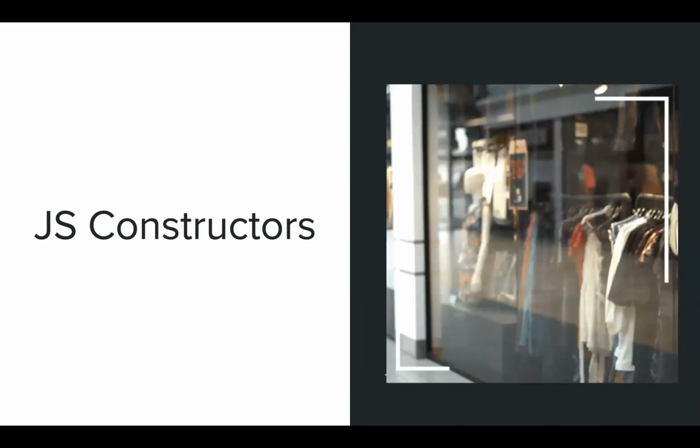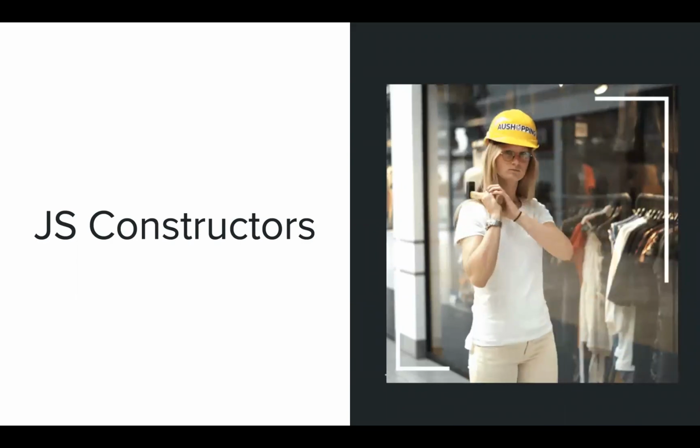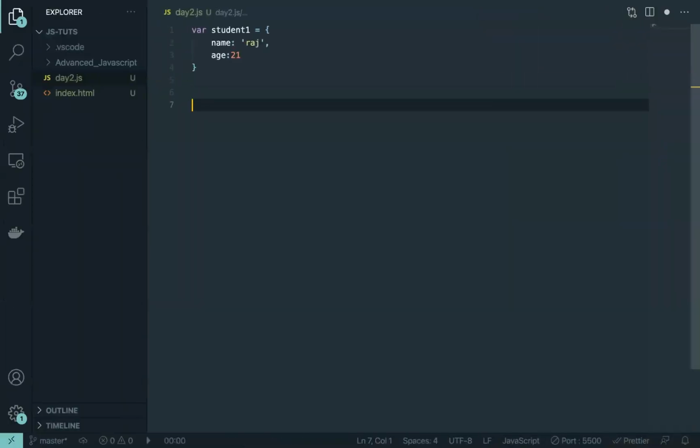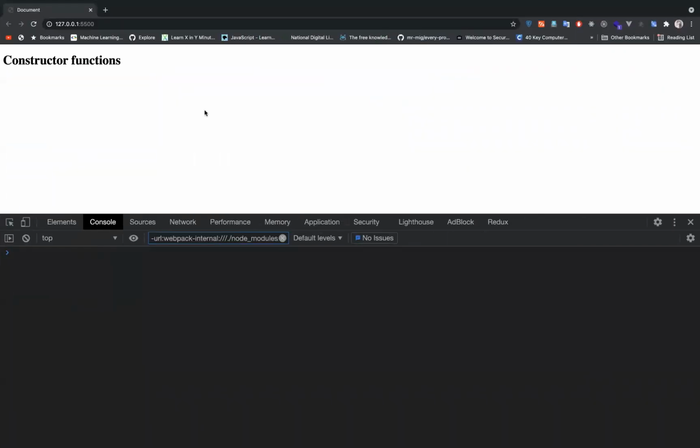By the name, you can see constructors means something. The constructor method in JavaScript is a special function which is used to create objects. So one thing is clear, it will help us create objects somehow, right? How? Using a function. Now that's interesting, how can we create an object from a function? That's what we will be trying to learn today.